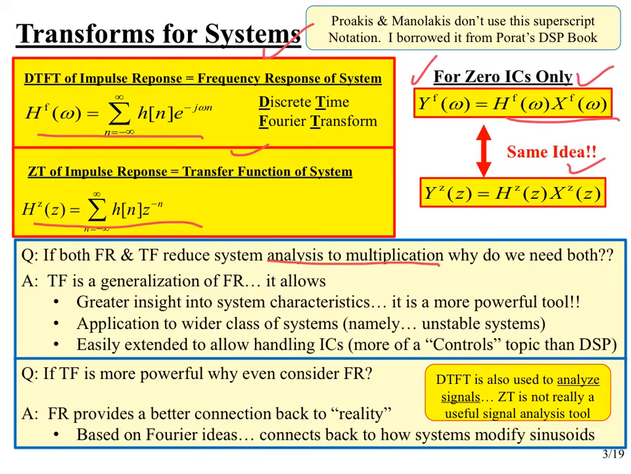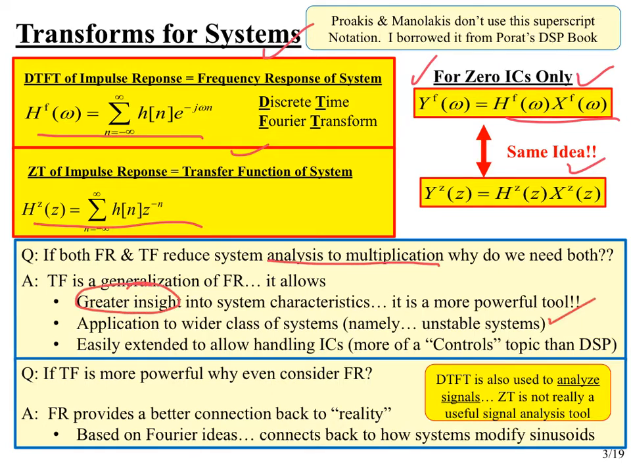So the transfer function provides a lot more insight into system characteristics. If you remember from the end of the signals and systems class, the transfer function gives us the idea of poles and zeros, and that insight we can't really get from the frequency response. So this idea of poles and zeros allows us to see a lot more into the characteristic of why a system behaves the way it behaves. And so that's this greater insight part.